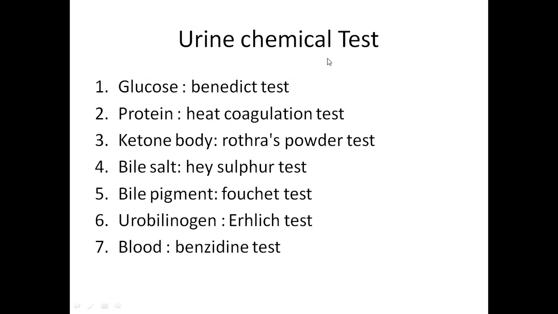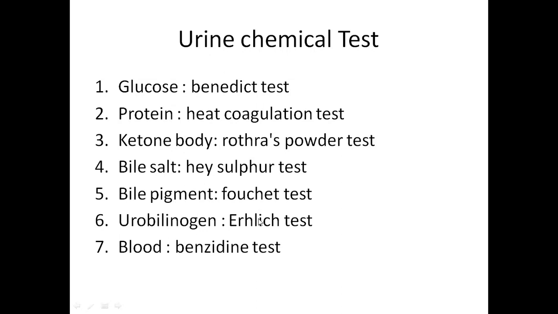Various chemical tests are used for measurement of substances in the urine. Glucose is mostly absent in urine, but in conditions like diabetes it may be present. It is commonly measured by the Benedict test. Protein is measured by the heat coagulation test. Ketone bodies are measured by the Rothera's powder test. Bile salt is measured by the Hay sulfur test. Bile pigment is measured by the Fouchet test. It is mainly seen in bilirubin conditions.